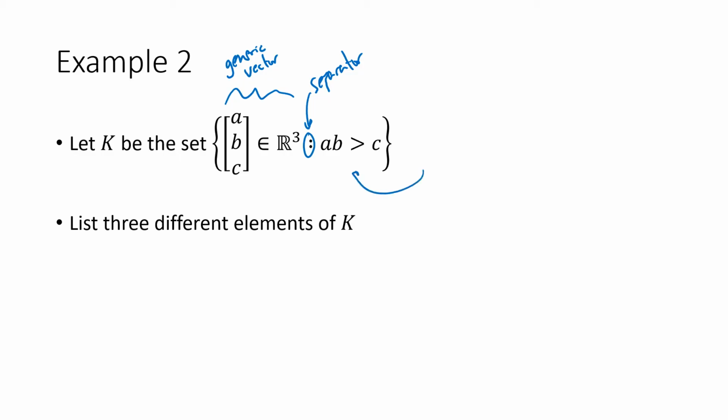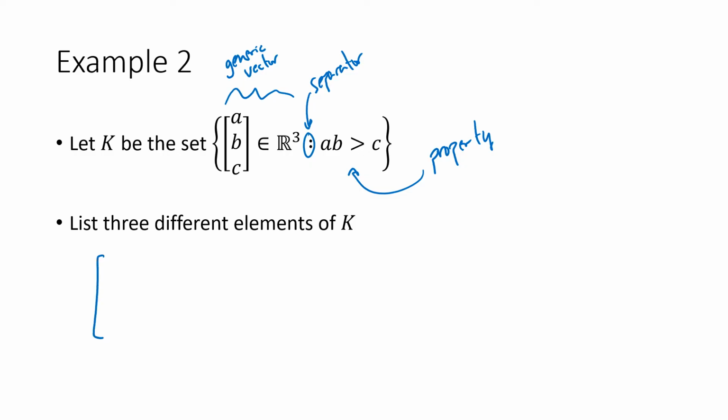Now, after the separator, we have the property. So this is the rule that the vectors have to satisfy in order to get into the set. In this case, we have to be able to multiply the first 2 components together and get a number that's greater than the third component. Now here, it's a little bit harder to find vectors in this set because we're kind of doing guess and check. But if we do a little bit of guessing and checking, we can find some examples.